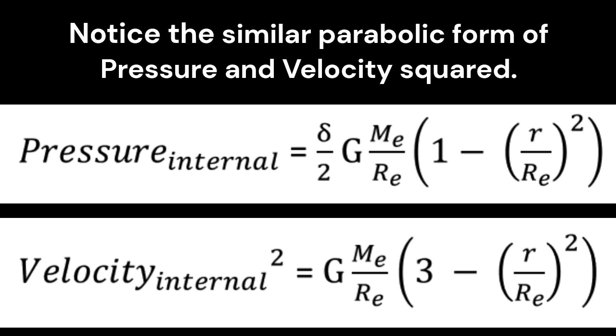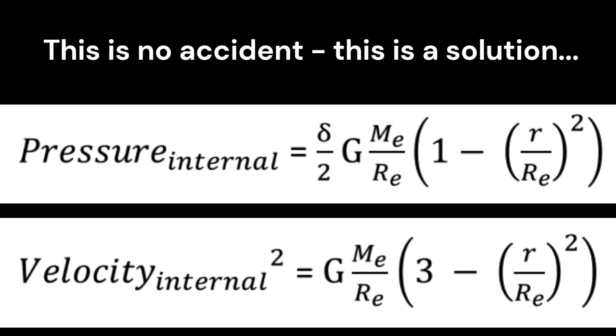And what I'm suggesting here is this is no accident. This is a solution. I'm suggesting that space has to flow at this velocity in order to maintain the equilibrium of all the particles of mass inside the planet, in order to counter the strain gradient caused by the pressure which gravity causes.